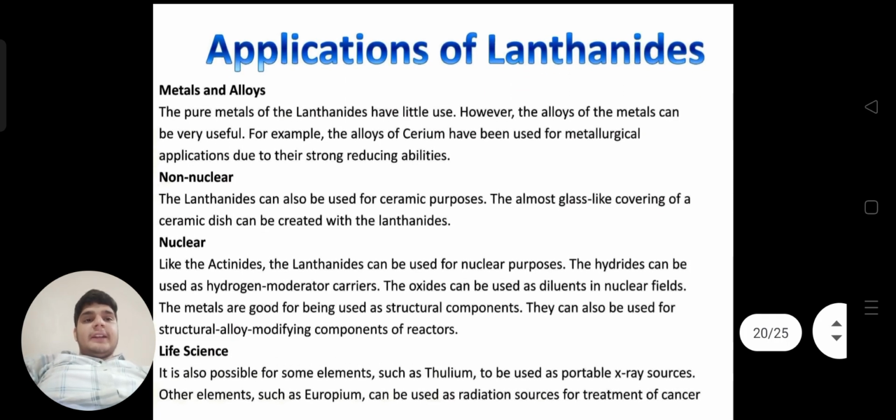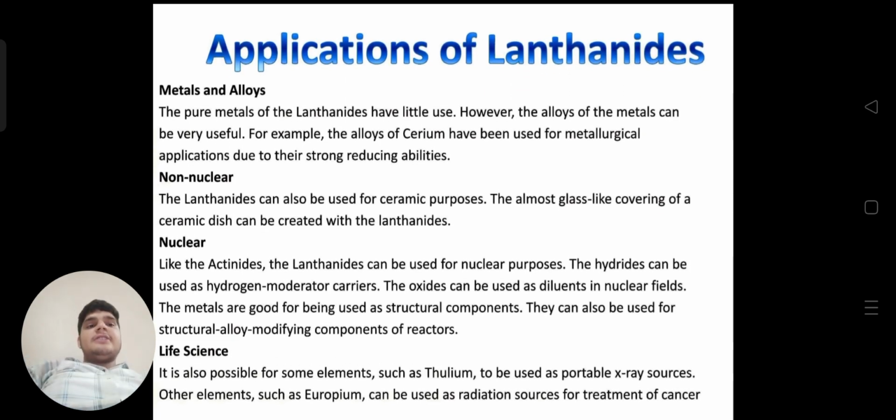Applications of lanthanides: metals and alloys. The pure metals of lanthanides have very little use. However, the alloys of the metals can be very useful. For example, alloys of cerium have been used for metallurgical applications due to their strong reducing abilities. Non-nuclear: the lanthanides can also be used for ceramic purposes. The almost glass-like covering of a ceramic dish can be created with the lanthanides.